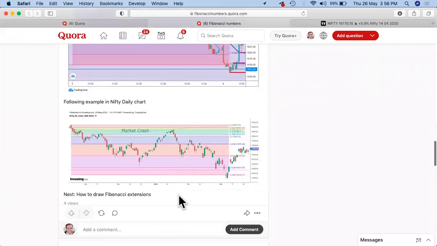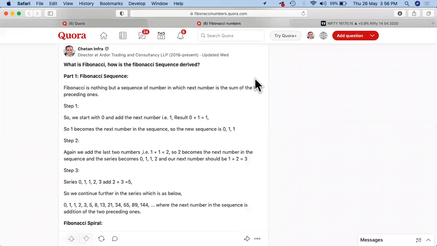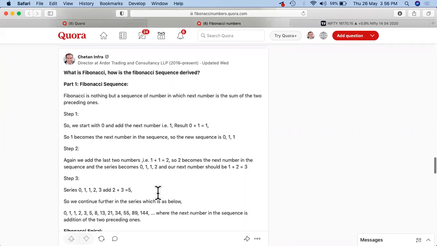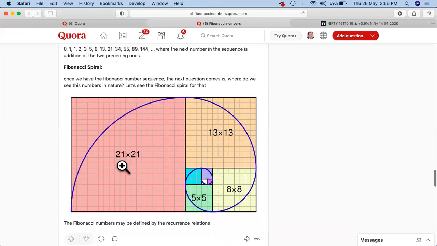Let's quickly recap what we have seen previously till now. We have seen the Fibonacci spiral, the Fibonacci sequence, and how the Fibonacci sequence has been formed from 0, 1, adding the two numbers: 1, then 2 and 1, 3, 5 and 3, 8, 5 and 8, 13. So this is the sequence that we get all together. That is the first part. And we have seen in nature how this Fibonacci spiral has been useful.